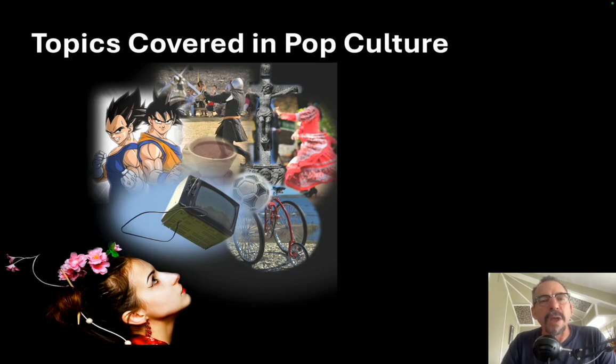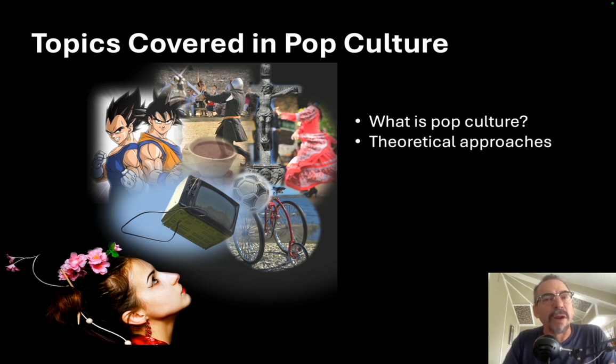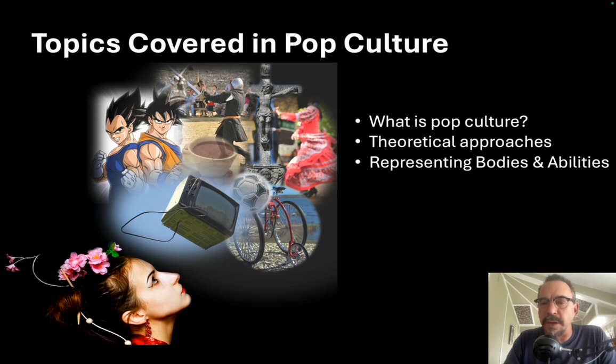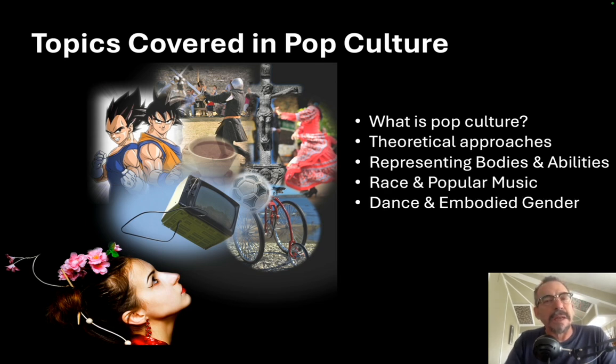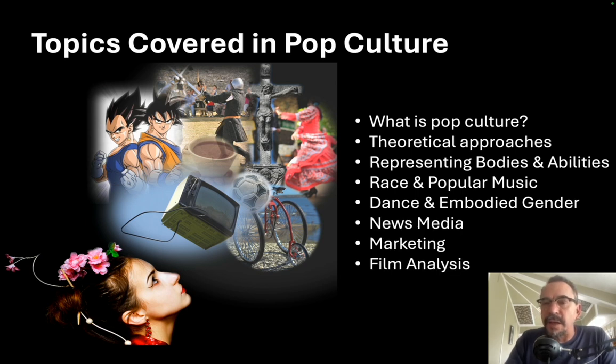So the topics that we cover in this class include, what is popular culture? We're going to look at different theoretical approaches to studying popular culture. We'll look at the representation of bodies and abilities. We look at race and popular music. We look at dance and embodied gender. We look at news media, marketing, film analysis, especially horror films. And I do a whole lecture on kung fu movies, if you like that kind of thing. Social media.